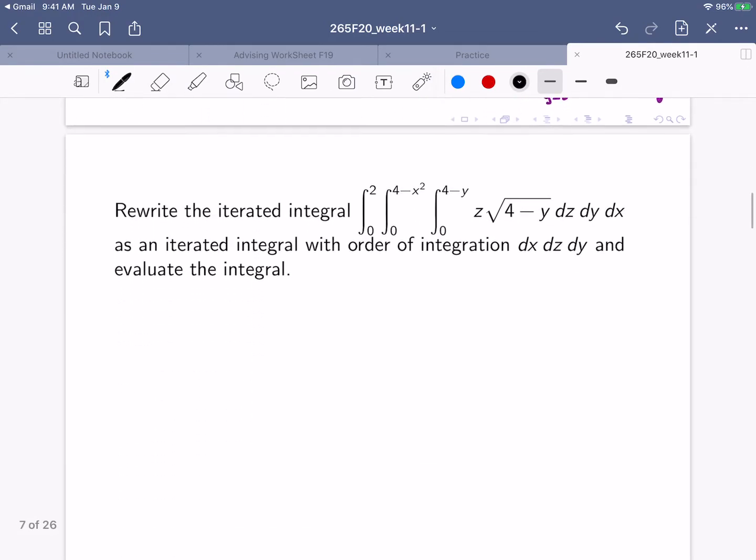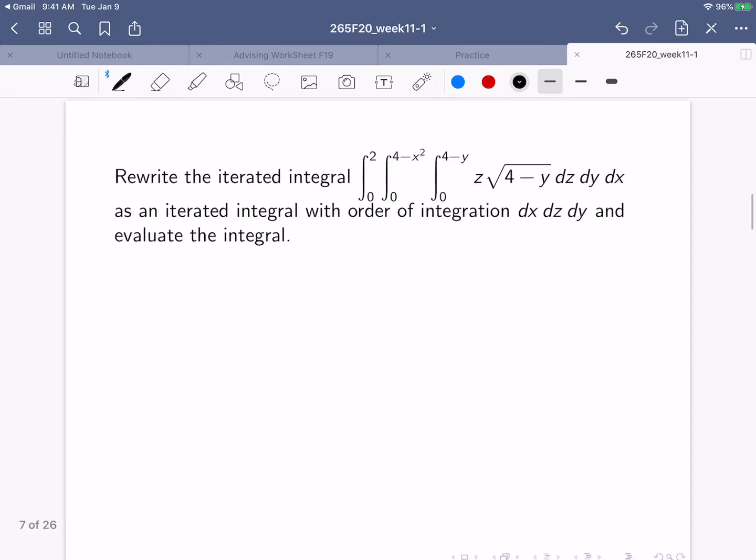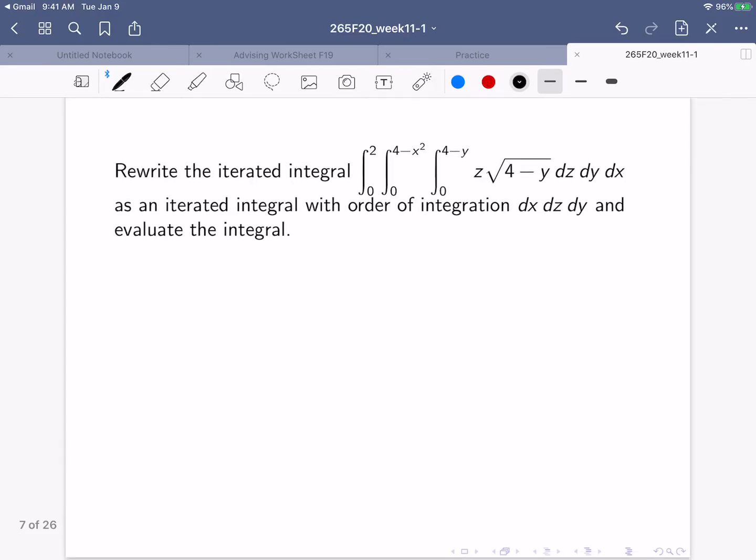All right, let's take a look at another one. Let's rewrite the iterated integral. The integral from 0 to 2, 0 to 4 minus x squared, integral from 0 to 4 minus y of z times the square root of 4 minus y dz dy dx. Okay? We want to rewrite this as an iterated integral with order of integration dx, dz, dy. And then we want to evaluate the integral. Okay, so let's try to work through this and also draw a sketch of the solid.